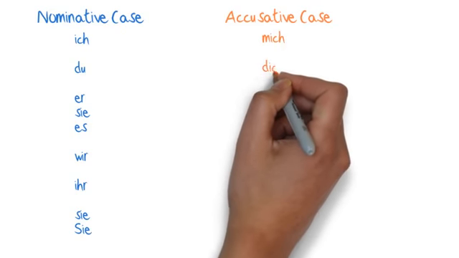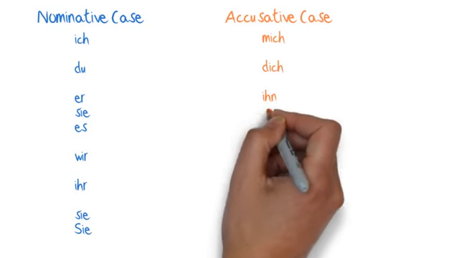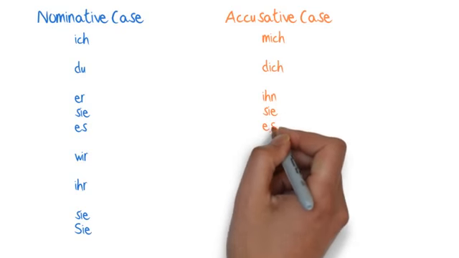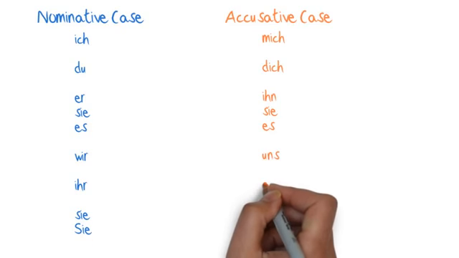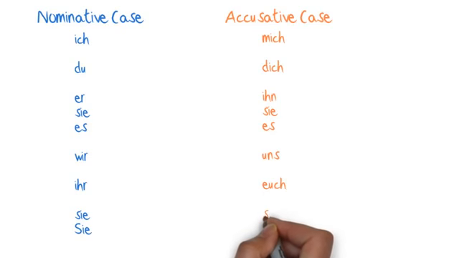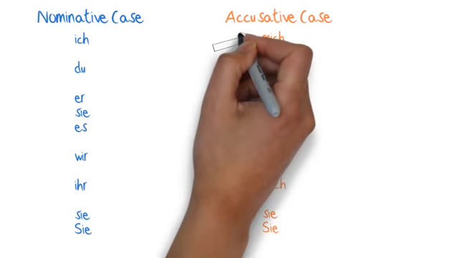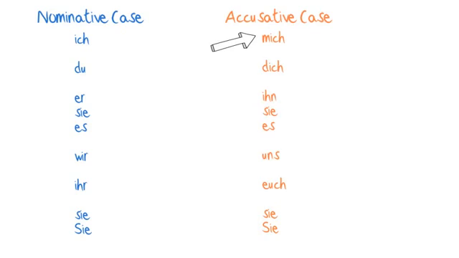Ich becomes mich, du becomes dich, er becomes ihn, similar to der becoming den or ein becoming einen. Sie remains sie and es remains es, but wir becomes uns, ihr turns into euch, but sie and Sie remain sie and Sie, though the formal form is capitalized.